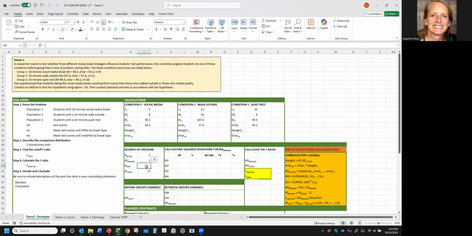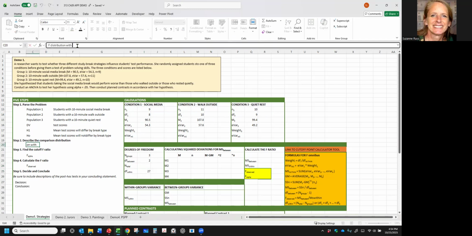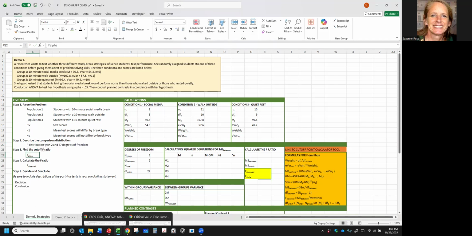Another way we could do this, depending on what's easier in a given situation, is we could sum all of these n's, and we could subtract the number of groups. And we also get 27. So either way we want to do it, we know that we have 27. So the F distribution that we look for is going to be an F distribution with 2 and 27 degrees of freedom. We next look up the cutoff point for that F ratio.